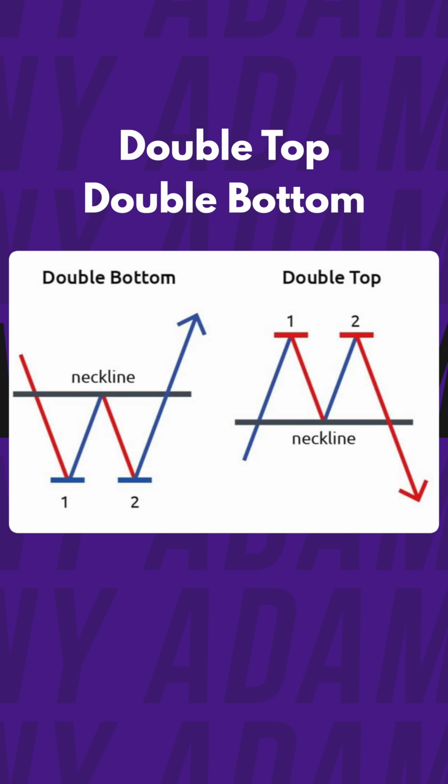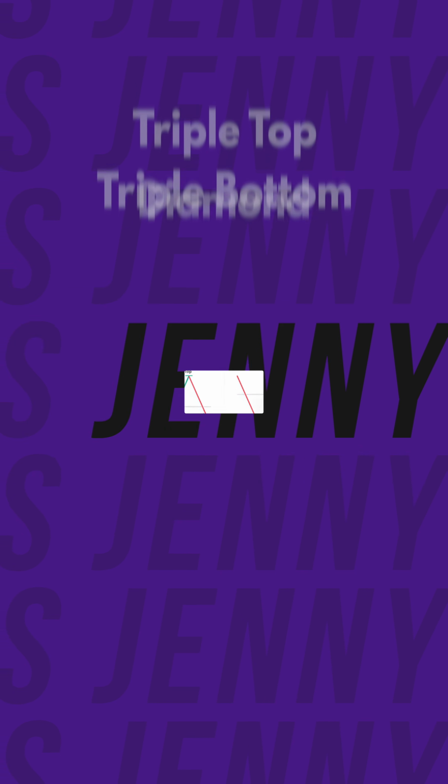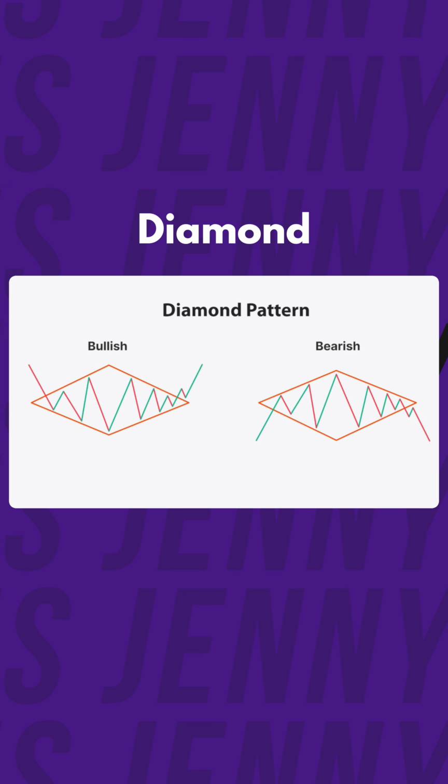And the double bottom shows us two low levels, which means upward trend reversal. The third pattern, triple top and triple bottom. It shows three highs or lows at the same level, which signals the reversal of the trend. It is nearly the same as double top and double bottom, but with three attempts to break through the level. The fourth, diamond, a rare pattern which signals a possible trend reversal.